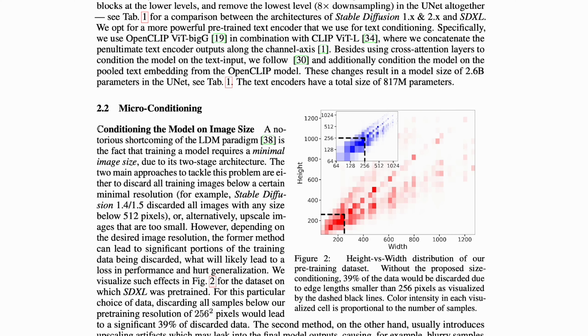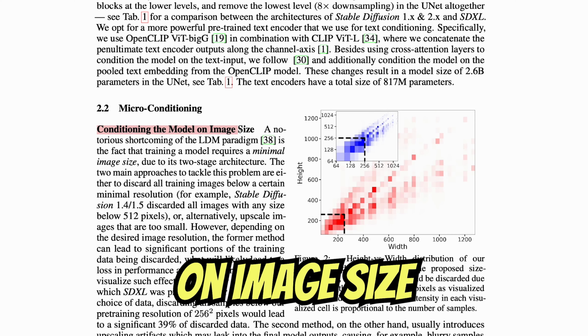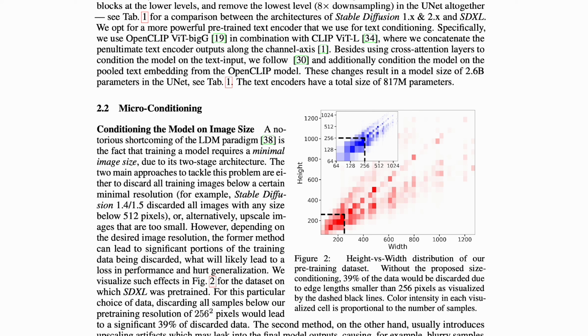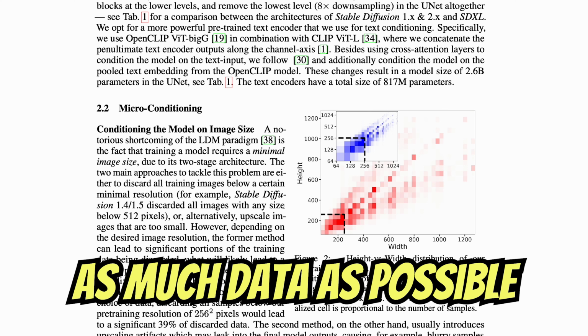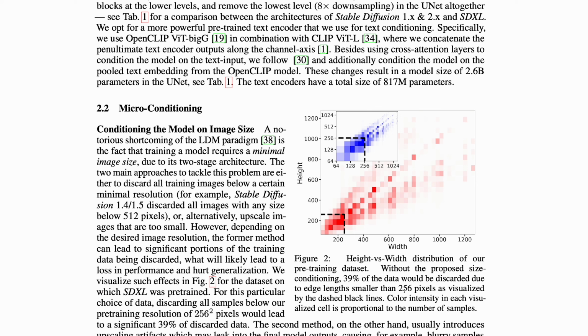Intriguing. The next ingredient is conditioning the model on image size. The motivation here is a problem with latent diffusion models. They require a minimal image size. That means that you have to discard all training images below a certain minimal resolution, which was done in Stable Diffusion 1.4 and 1.5, and which is clearly excruciating to us deep learners who love having as much data as possible. In this case, using a threshold of 256 pixels would mean that 39% of the data would be discarded.